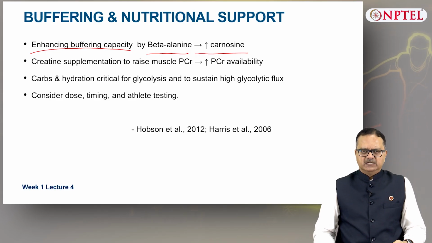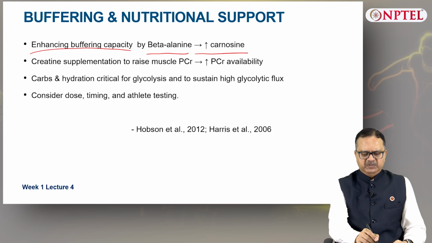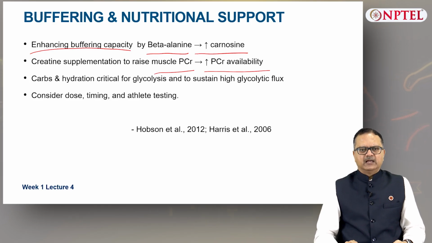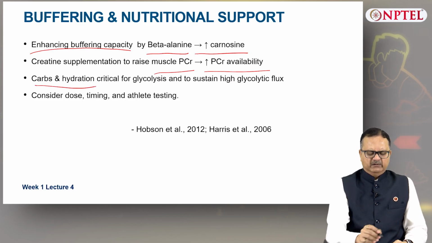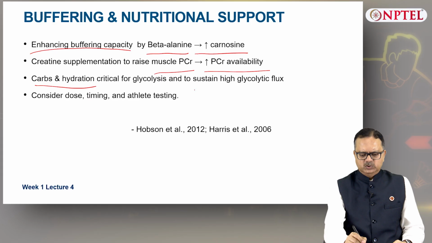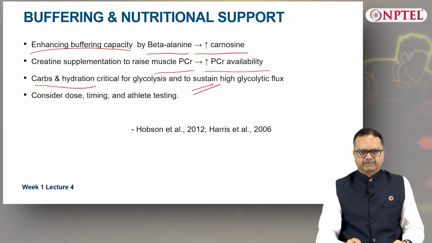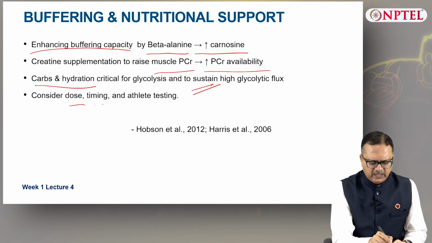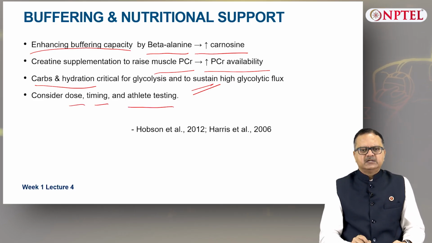Creatine supplementation is important to raise muscle PCr, which will improve the PCr availability. For glycolysis, you have to increase the carbohydrate and hydration. Because the body is in a state of high glycolytic flux, high carbohydrate and hydration is important to sustain this state. We must consider the dose, timing, and athlete testing.